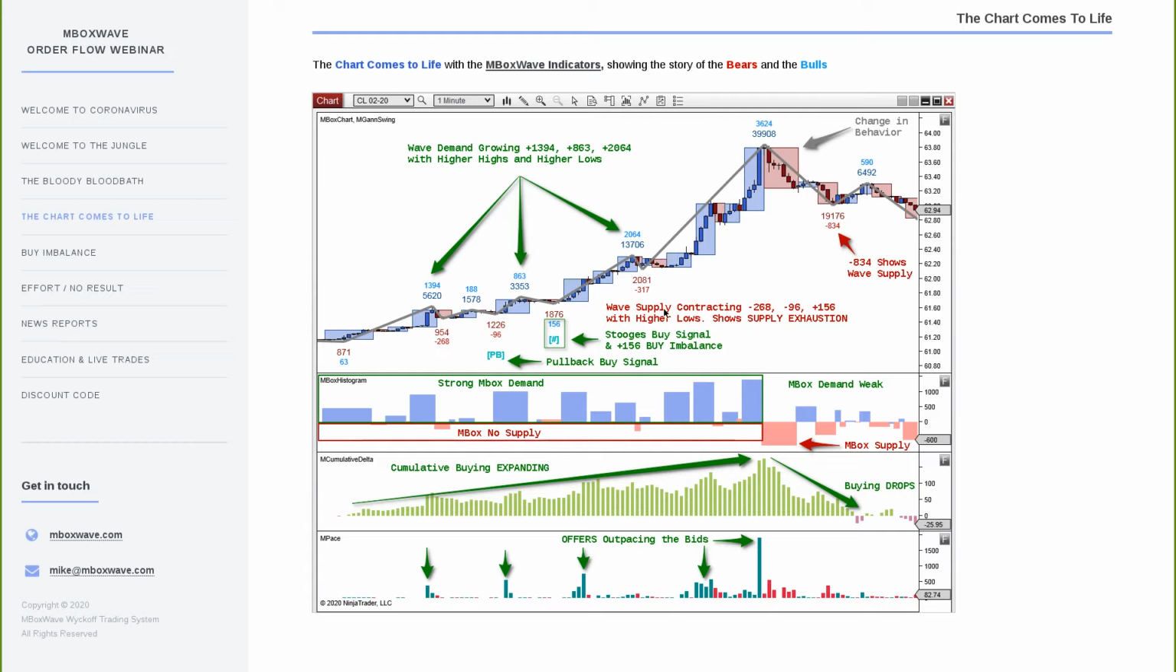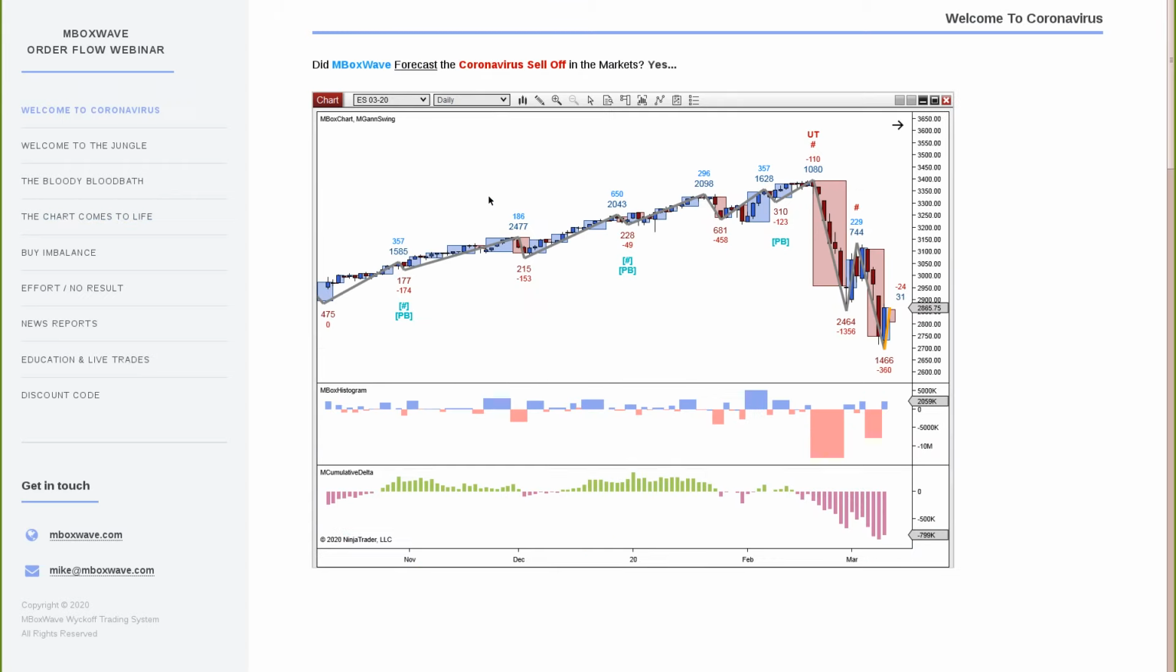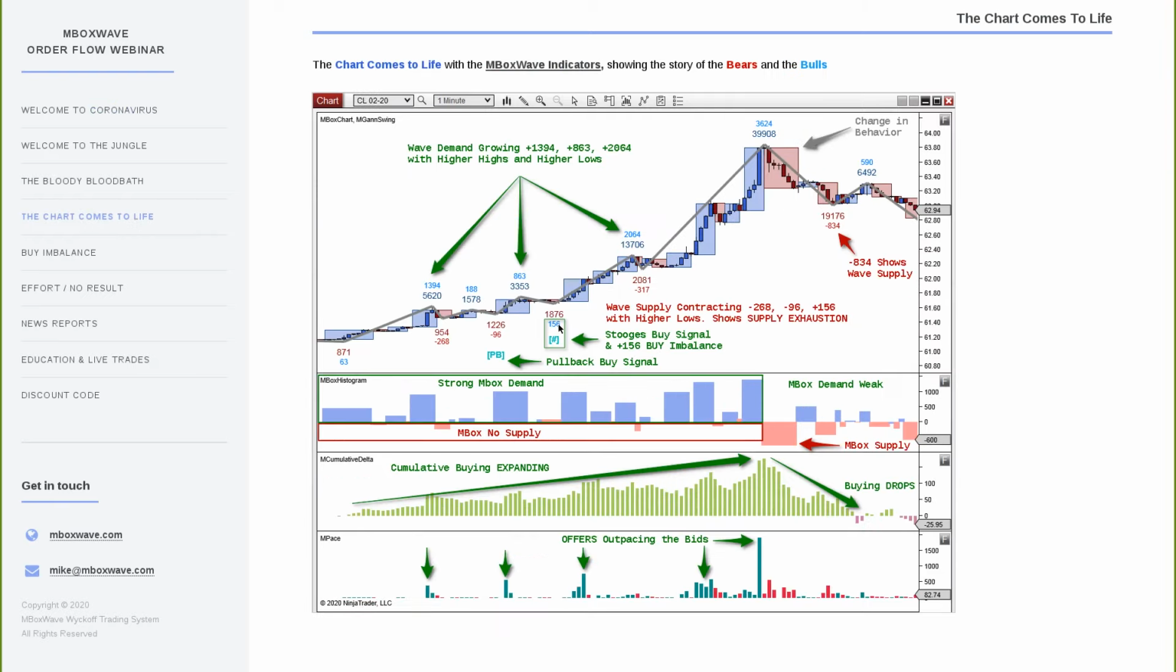We also see that wave supply is contracting, minus 268, minus 96, plus 156 right here. This is also a buy imbalance, right? So where we saw coronavirus, that sell-off, let me just show that briefly again. Right here, the minus 110, that's a sell imbalance because there's more selling on this up wave. Here we've got a buy imbalance. There's more buying on this down wave. So it makes you scratch your head what's going on. Plus we've got a Stooges buy signal. So these are your optimal entries. The signals are used for entries, right?